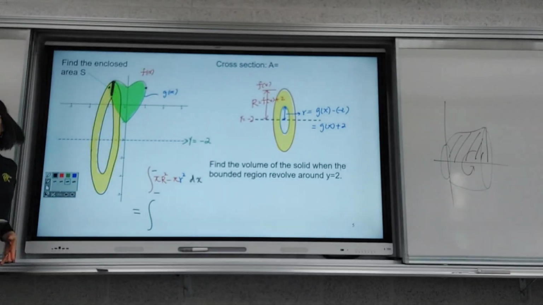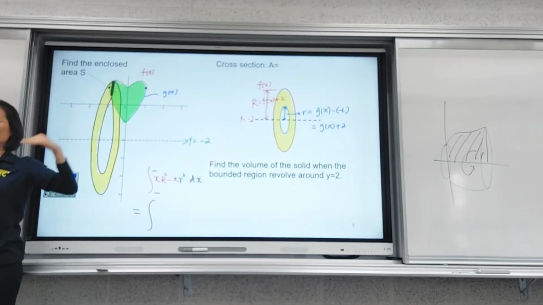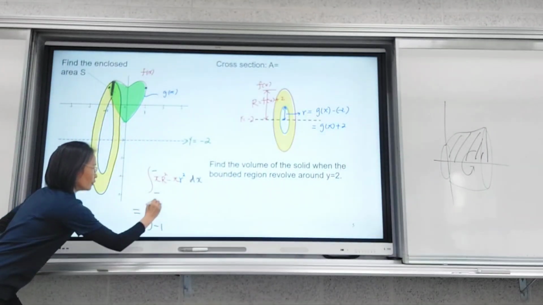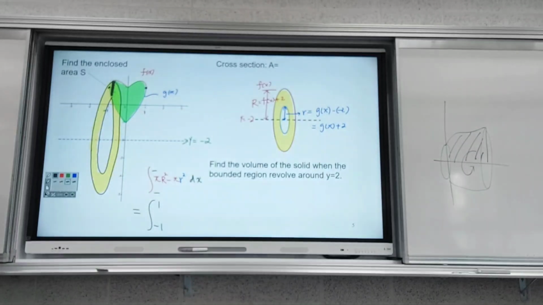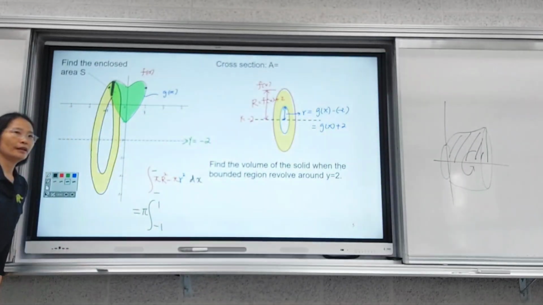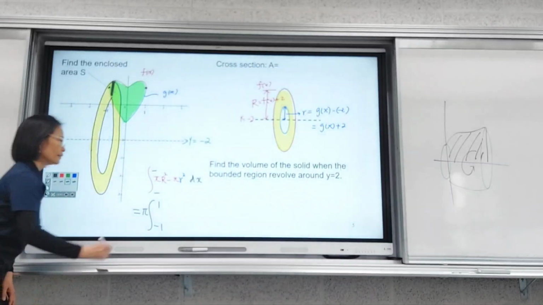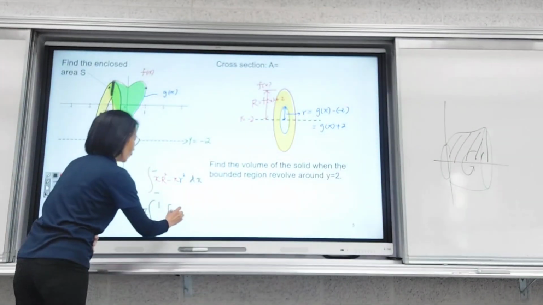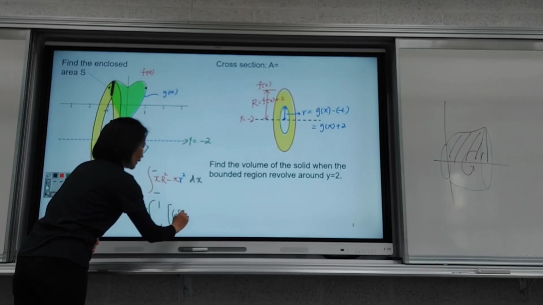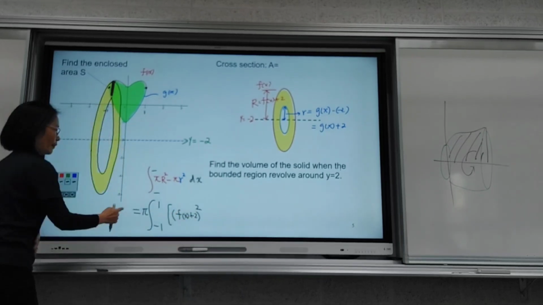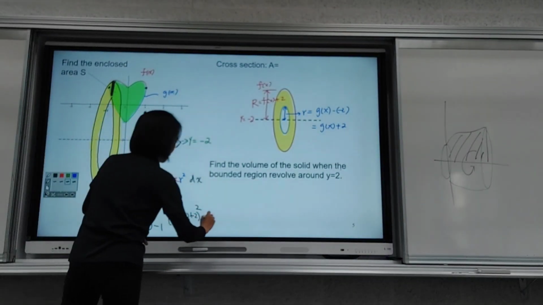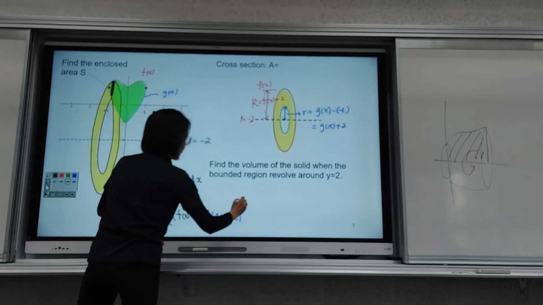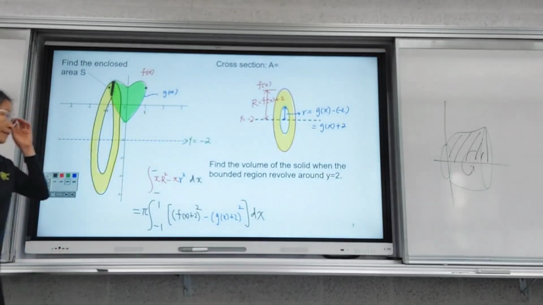What's the limit? Find the intersection of both. It's actually -1 to 1. You can take out the pi because that is just a number coefficient. This is your y1 in your calculator, but when you write it, you write f of x plus 2 squared, pi R squared, subtract pi r squared, dx.